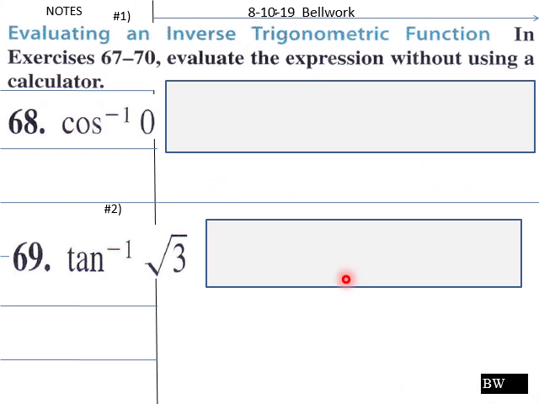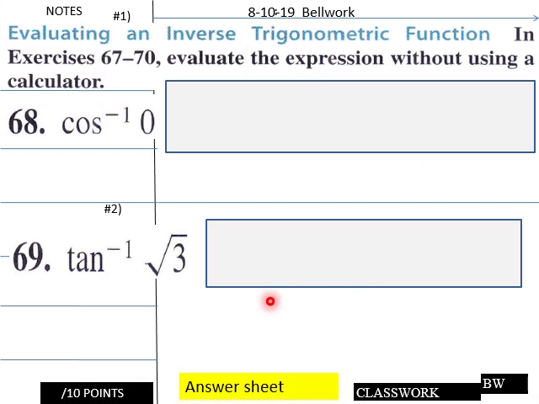So getting into our bell work here. Students and teachers, today's bell work: evaluate the expression without using a calculator. So we have the inverse cosine of 0, and then the inverse tan of the square root of 3. Students, give yourselves about 3 minutes. I mean, they can knock this out.